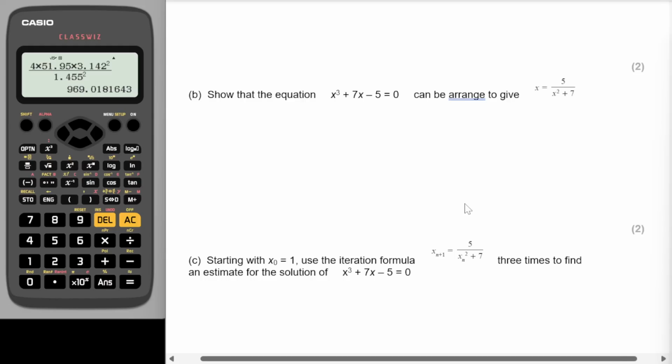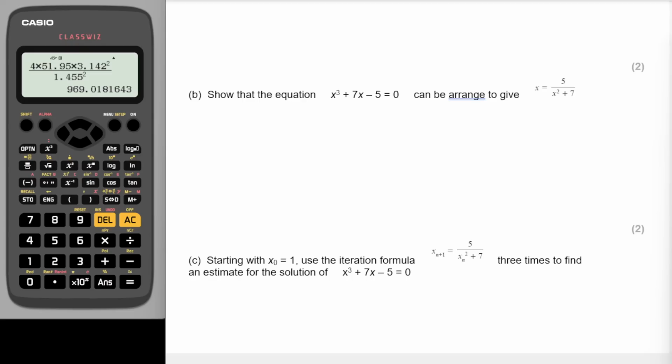Question 29. Show that it can be written as that. So straight away this gives me an indication that we're using the iterative formula, and the bit that we're going to make, not standard iteration one.